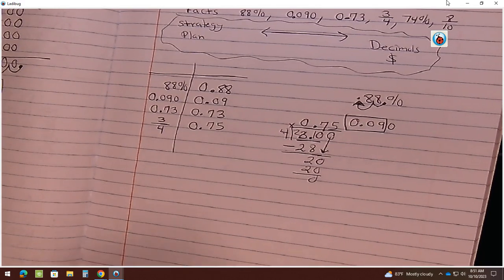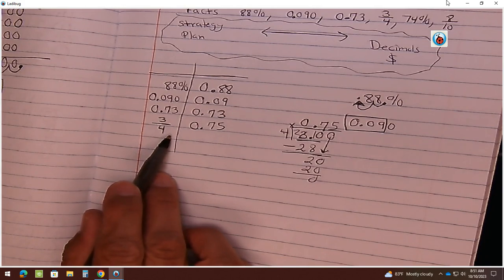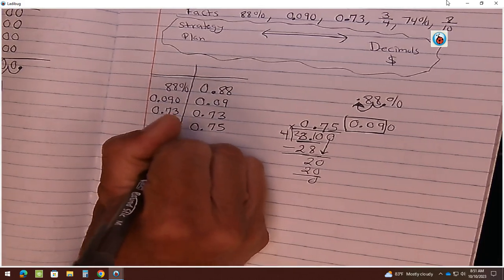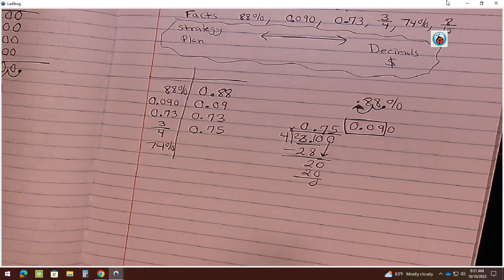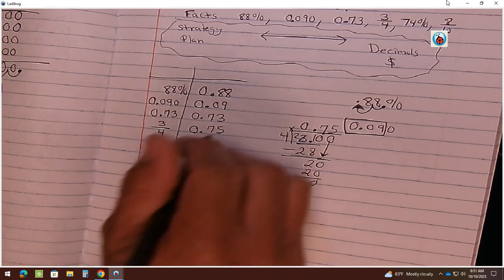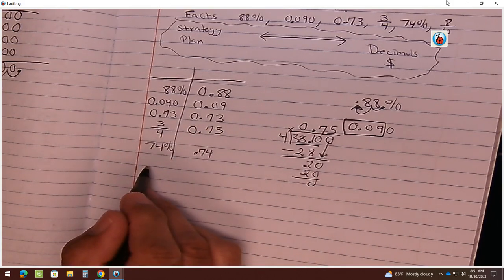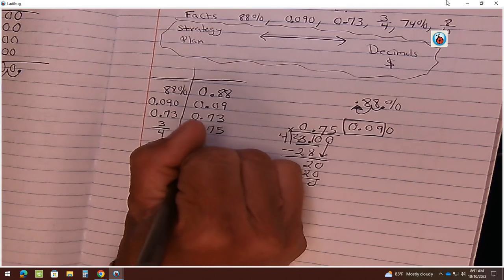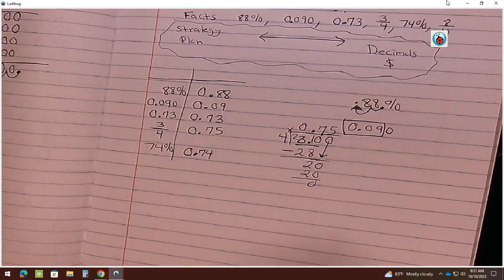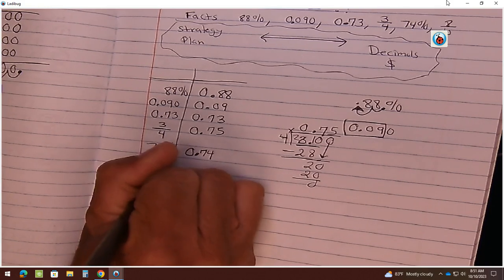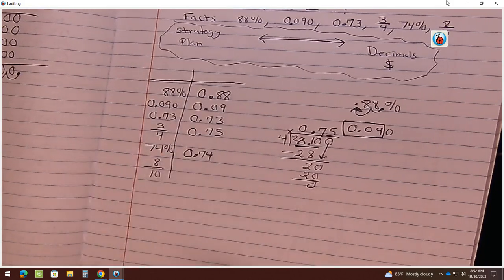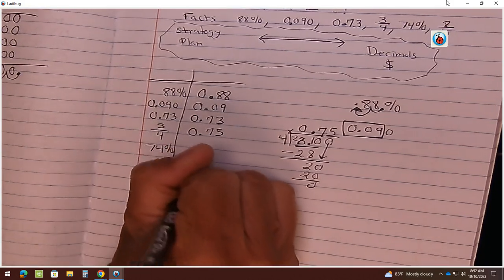Okay. Question with 3/4. The next one, 74%. How do I change that one to decimal? Twice to the left. 1, 2. So it's going to be 0.74. Holes or no holes? No holes. Because it's under what? Under 100%. The next one would be 8/10. Is that one to memorize? It's 80 cents. Very good, 80 cents.